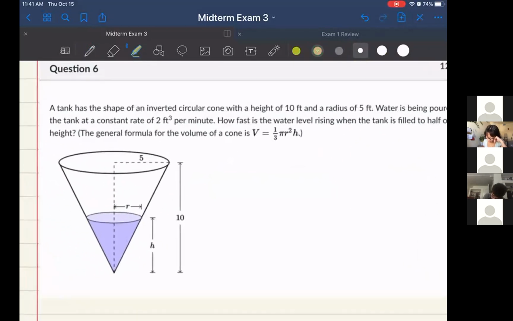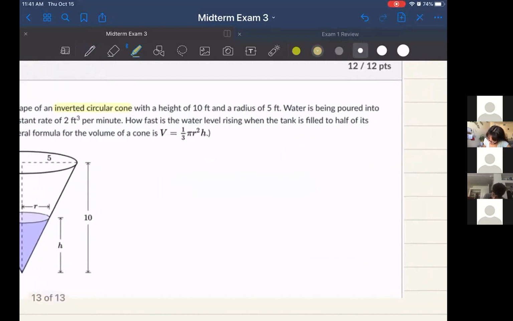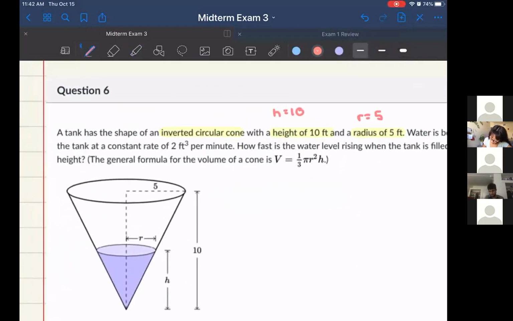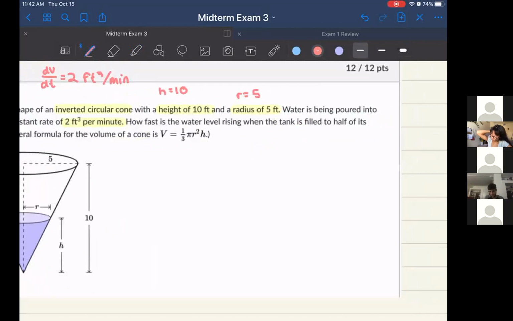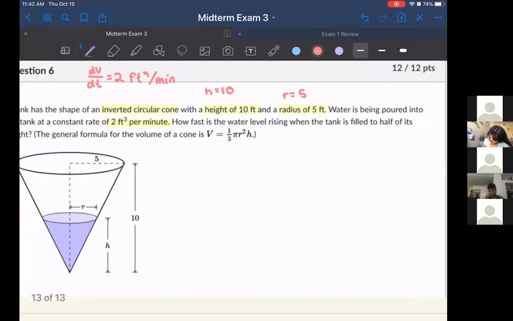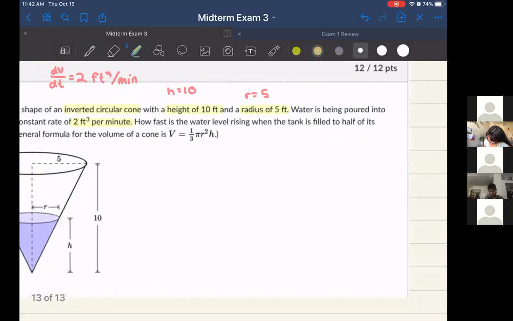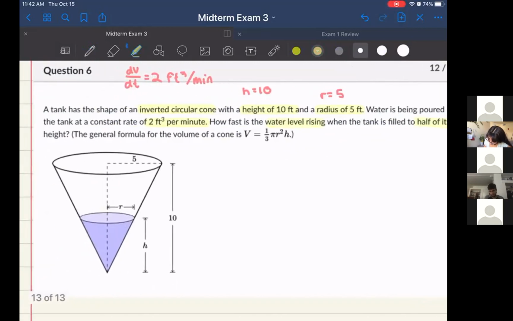So let's see. The tank has the shape of an inverted circular cone with a height of 10 feet, so h equals 10, and a radius of 5 feet, r equals 5. Water is being poured into the tank at a constant rate of 2 cubic feet per minute. So we know dV/dt is equal to 2 cubic feet per minute. How fast is the water level rising when the tank is filled to half of its height? All right, water level rising, tank half of its height.